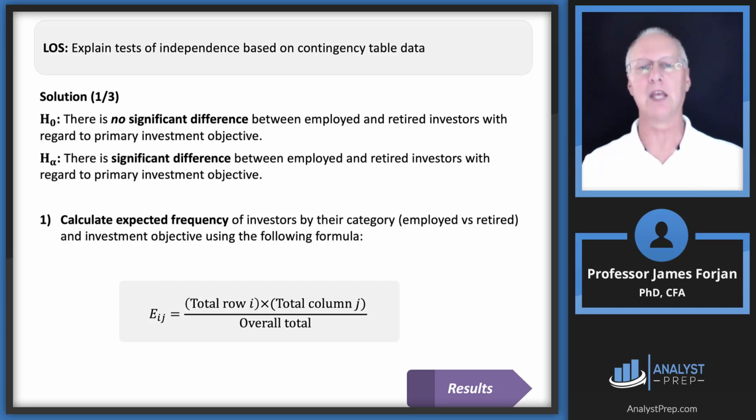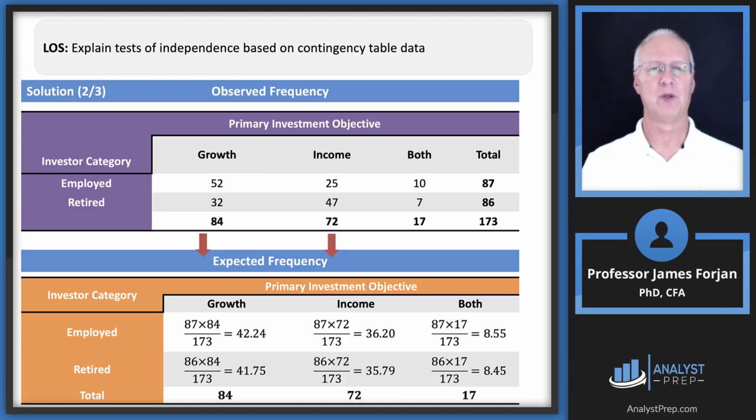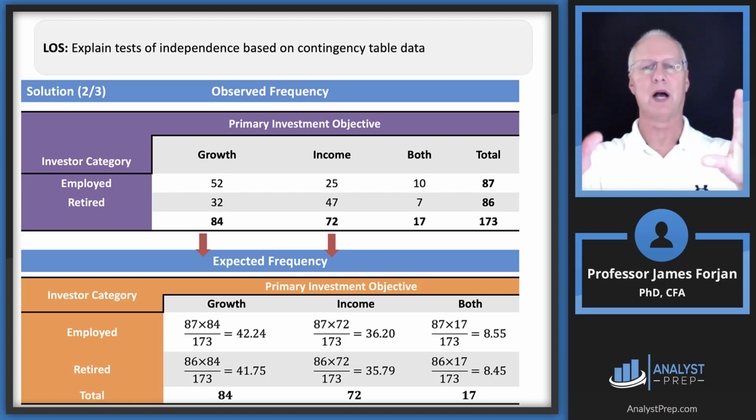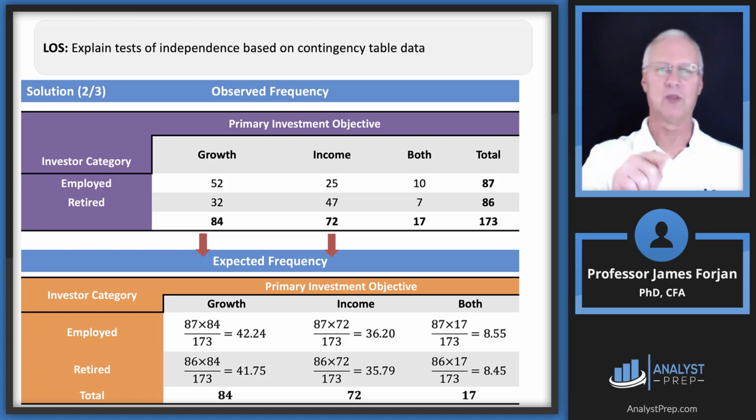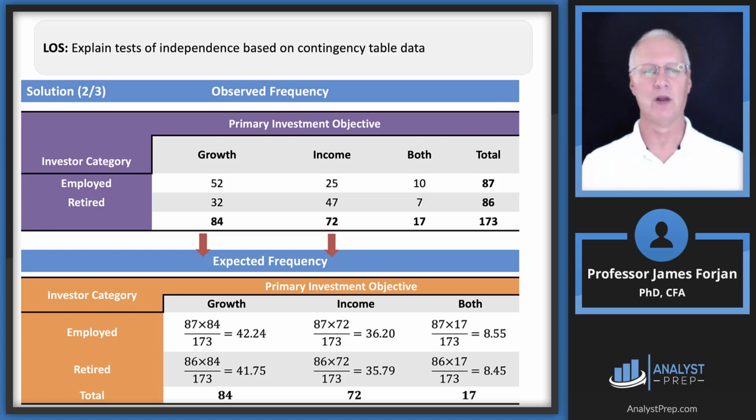Look at number one, calculate the expected frequency using that formula. So ready, close your eyes and draw that formula from your brain. Here's what we're going to do. We have that table up at the top. There's the observed frequency, and let's go down and compute the expected frequency. Notice what we're going to do here. We're going to take 87, which is all the way over for the employed total. We're going to multiply that by the growth total, 87 times 84, and divide that by the total. So there's the expected frequency of 42.24.